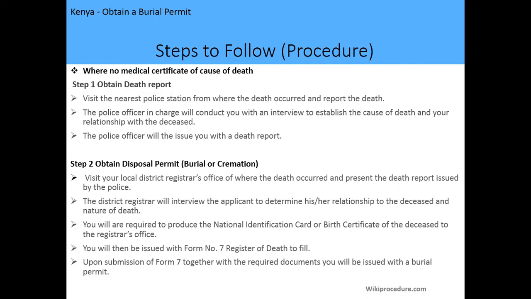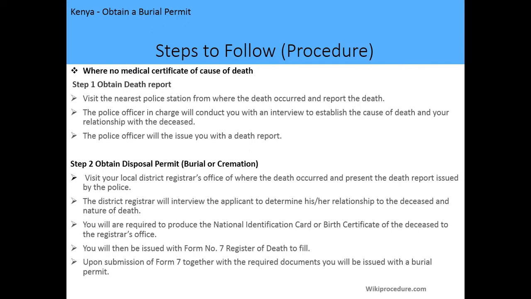So with the death report, you're supposed now to visit your local district registrar's office of where the death occurred to present the death report issued by the police. And the district registrar will also interview the applicant to determine the relationship to the deceased and the nature of death. And after that, you'll be required to produce the national identity card or birth certificate of the deceased to the registrar's office, and the registrar is going to give you form number 7, which is also a register of death, to fill.